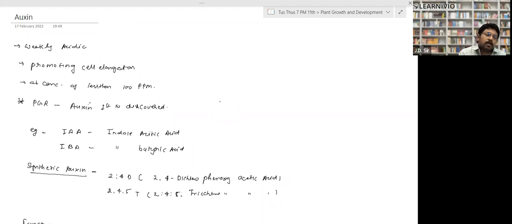Next, the chemical composition of auxin is, look, IAA and IBA. Both are natural auxins. Auxin is found naturally in the form of indole acetic acid, IAA, and indole butyric acid, IBA. Both of these questions have been asked in medical examinations, so please note it down.